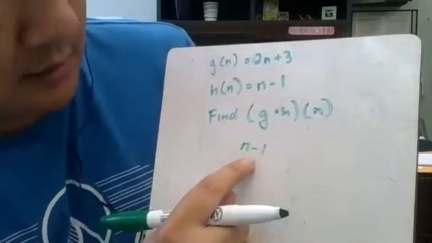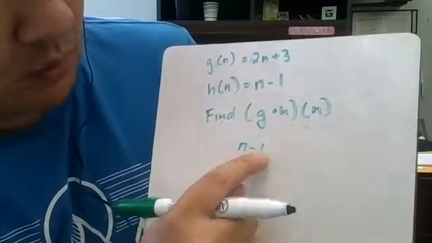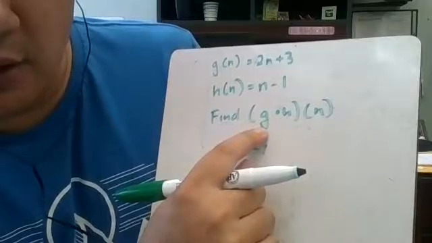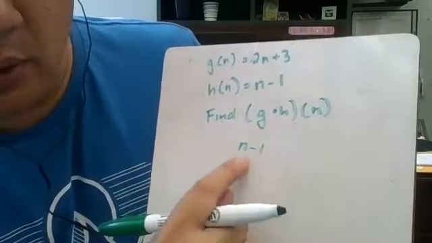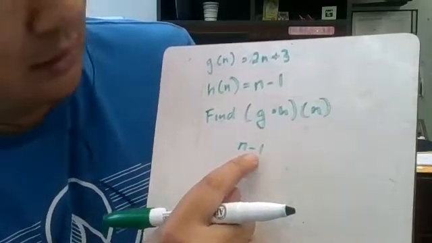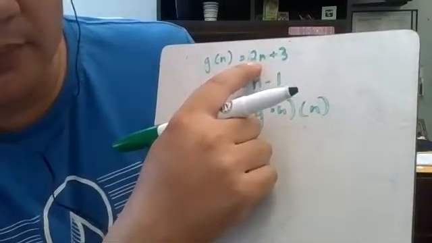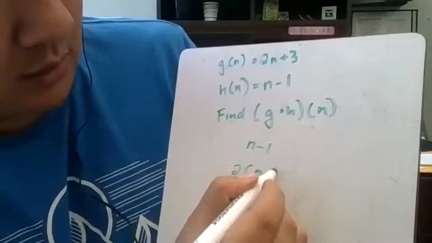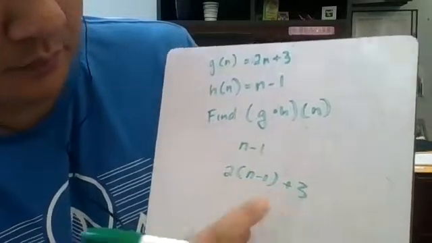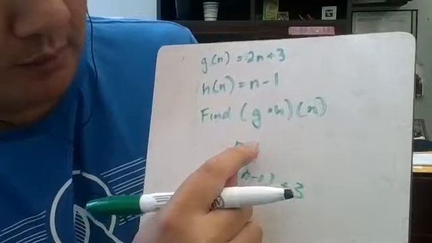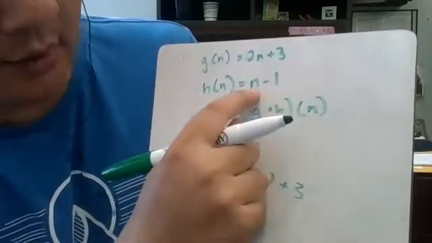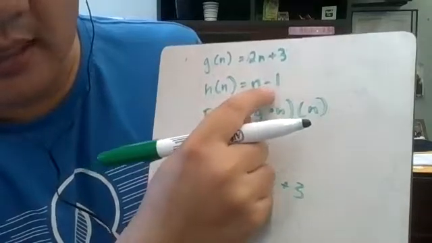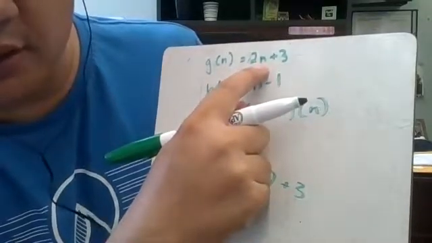What we're going to do next is plug in the n minus 1. Since we already dealt with the h function, now we're going to deal with the g function. So in this case right here, we're going to plug in the n minus 1 into the g function right here. So it becomes 2 times (n minus 1) plus 3. So we got the n minus 1 by plugging in the n to the original function. We're going to use this function and plug this in as n for the g function.